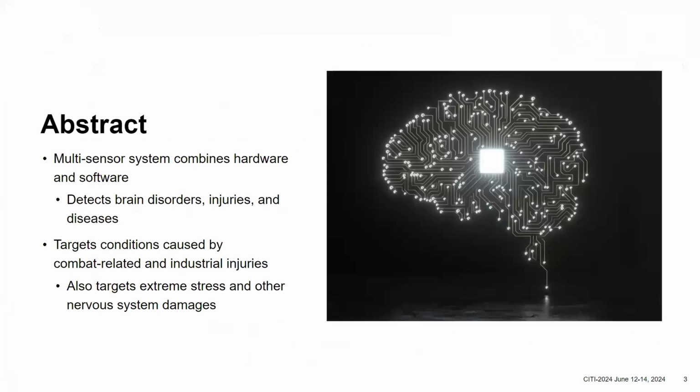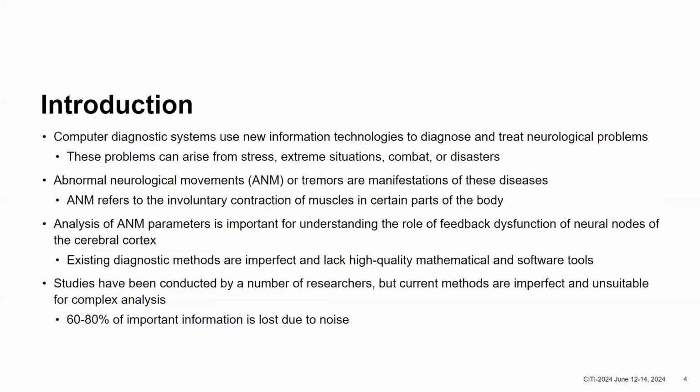The developed multi-sensor system combines hardware and software in order to detect disorders caused by diseases or injuries, both industrial and combat related. The system uses new technologies to diagnose and treat neurological problems caused by previously mentioned reasons. The manifestations of such problems include abnormal neurological movements. By that, we mean uncontrollable contractions of muscles in certain parts of the body. In our work, those parts are the upper limbs or hands.